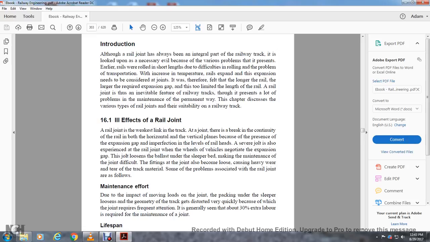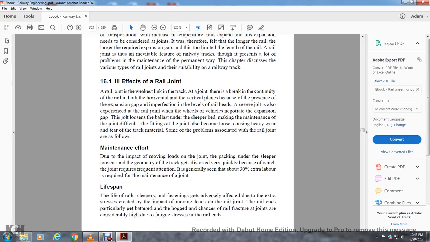Some problems associated with the rail joint are as follows. Maintenance effort: due to the impact of moving loads at the joint, the packing under the sleeper loosens, the geometry of the track is distorted very quickly because of the weakness of the joint, and requires frequent attention. Generally, about 30% extra labor is required for the maintenance of the joint.